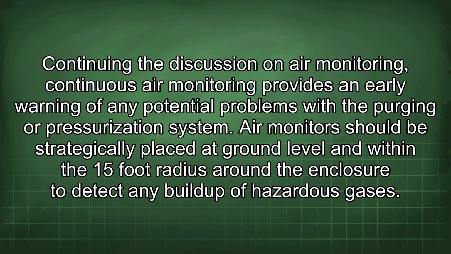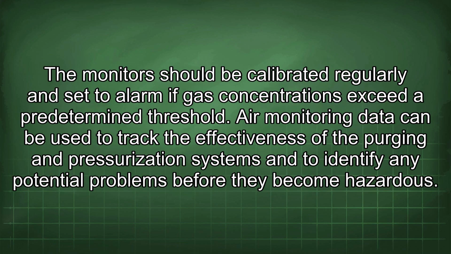Air monitors should be strategically placed at ground level and within the 15-foot radius around the enclosure to detect any buildup of hazardous gases. The monitors should be calibrated regularly and set to alarm if gas concentrations exceed a predetermined threshold. Air monitoring data can be used to track the effectiveness of the purging and pressurization systems and to identify any potential problems before they become hazardous.